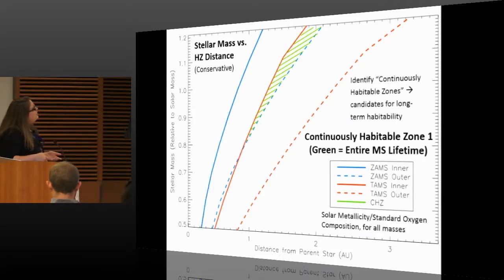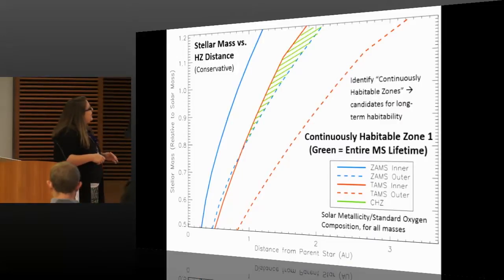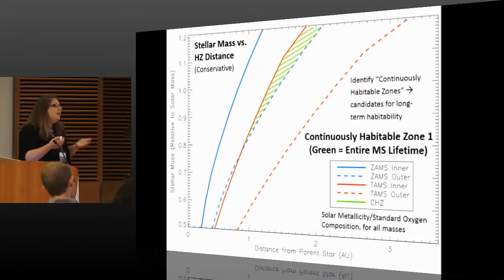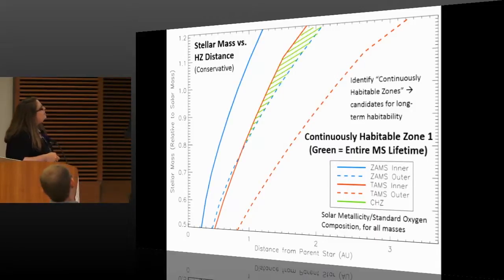So this was our first iteration of this idea. We have the zero age main sequence and the terminal age main sequence. That's just the beginning and end of the main sequence, and that's in blue and red. Then the inner boundaries are solid, the outer boundaries are dashed. So this overlapping green shaded area is what would be called a continuously habitable zone, where a planet in this green shaded area would remain habitable for its entire main sequence lifetime.